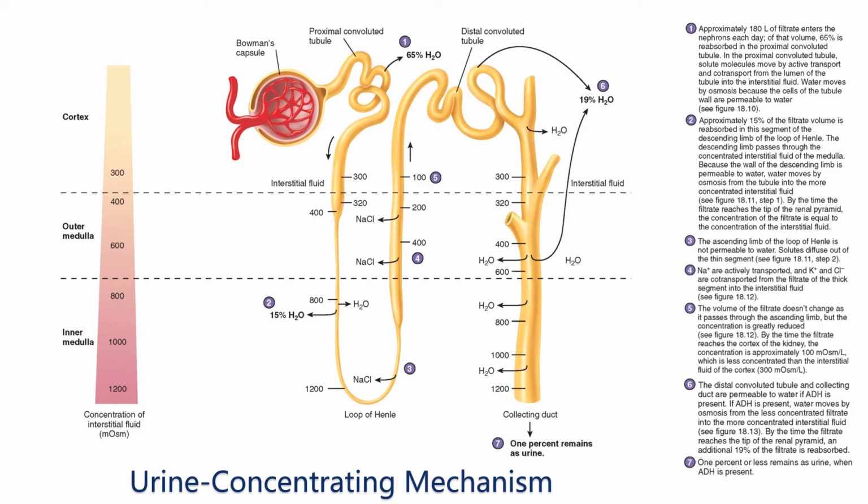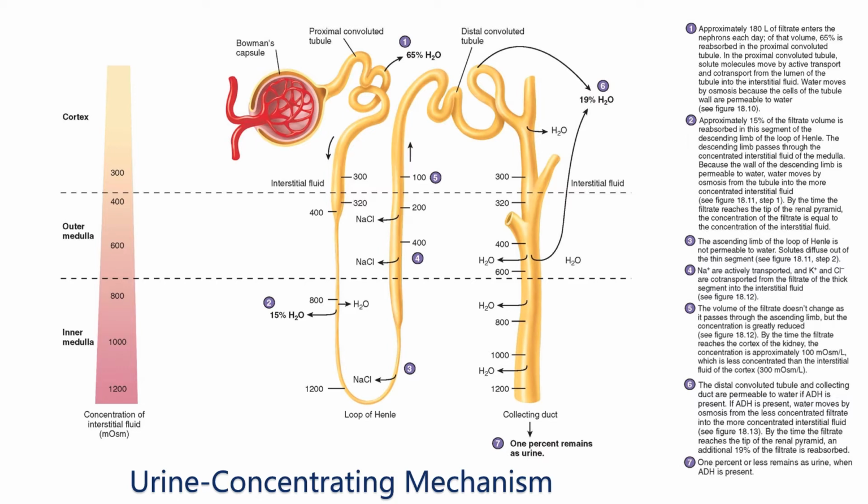This image shows you the urine concentrating mechanism. It has different levels, from the cortex of the kidney, to the outer medulla, or the inner medulla. The concentration of the interstitial fluid is usually measured in milliosmoles per liter.